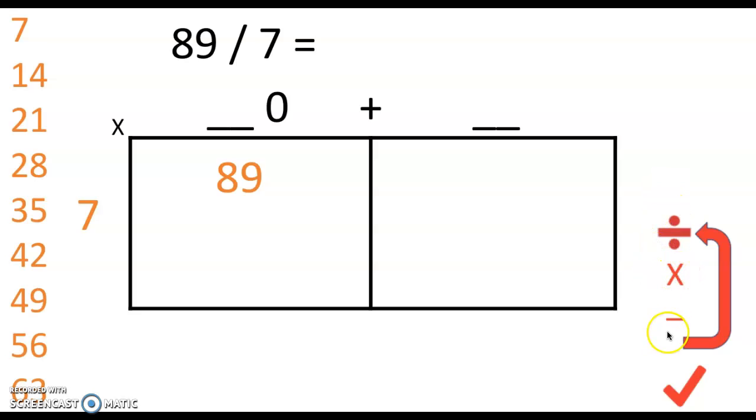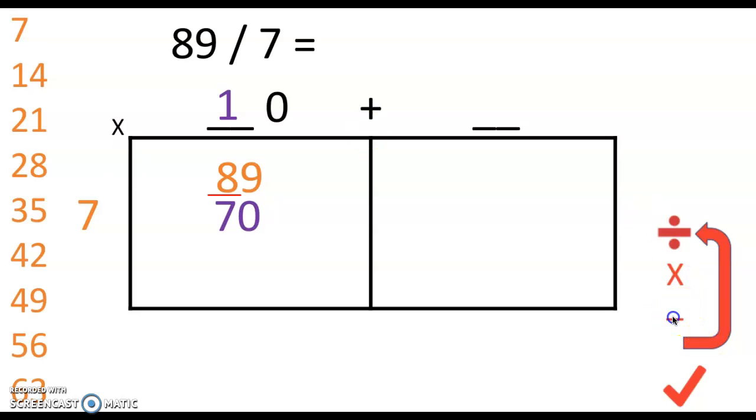Divide, multiply, subtract, repeat, check. So first we're going to start off dividing in our tens place. What's the closest we can get to 8 without going over? Yep, that's skip counting one time. Then we're going to multiply. 10 times 7 equals 70.